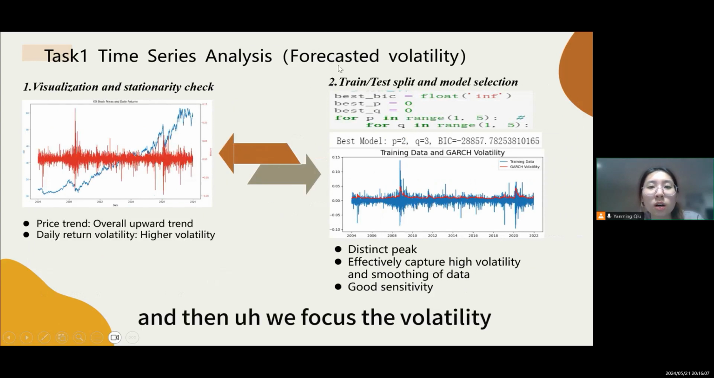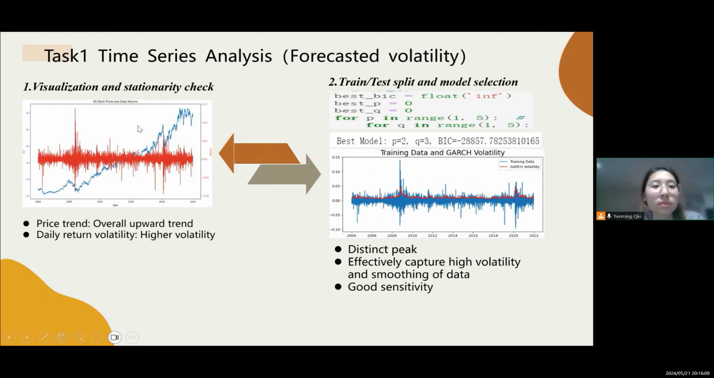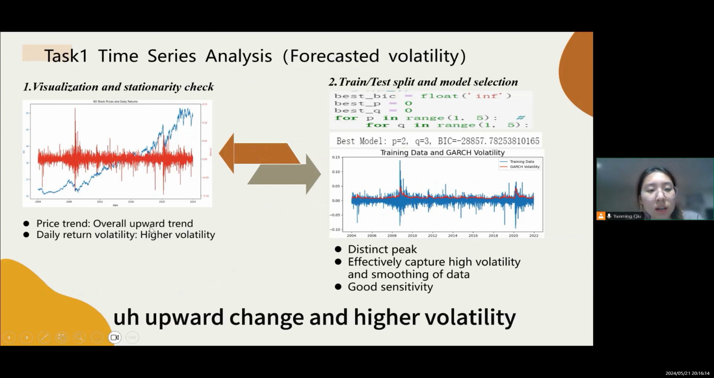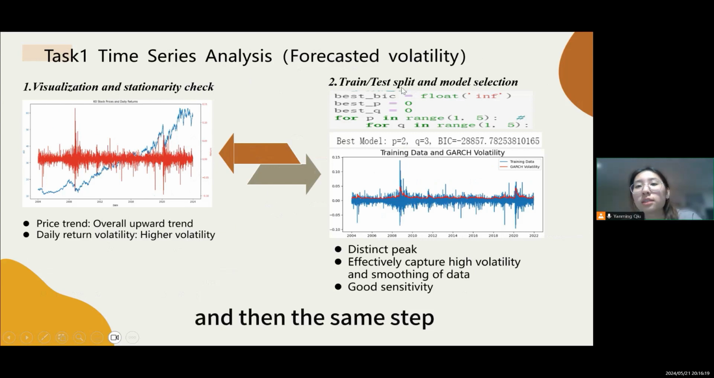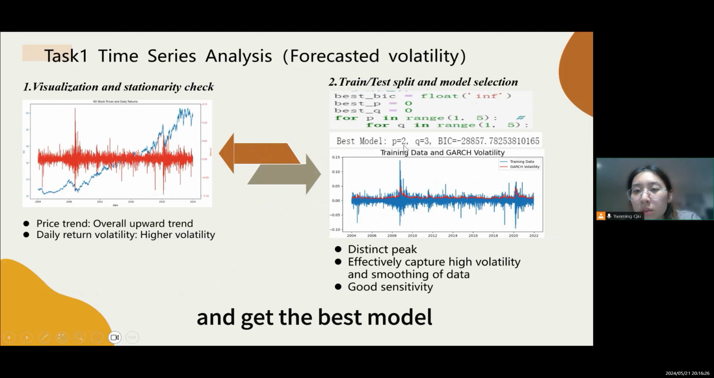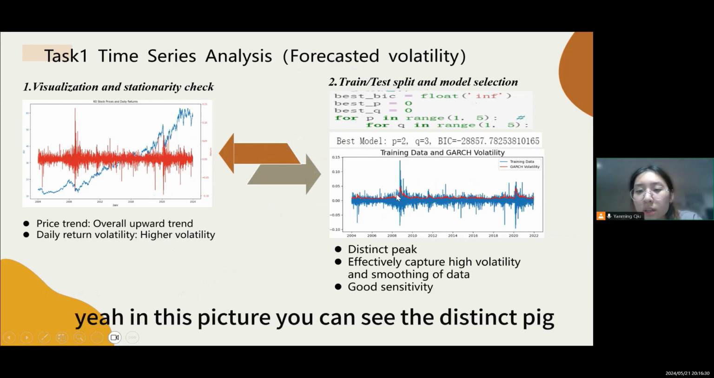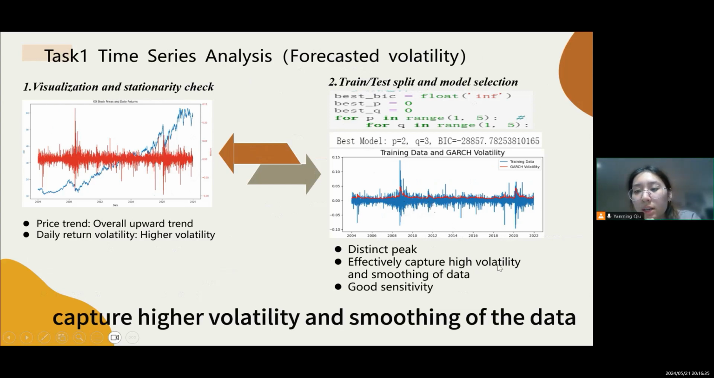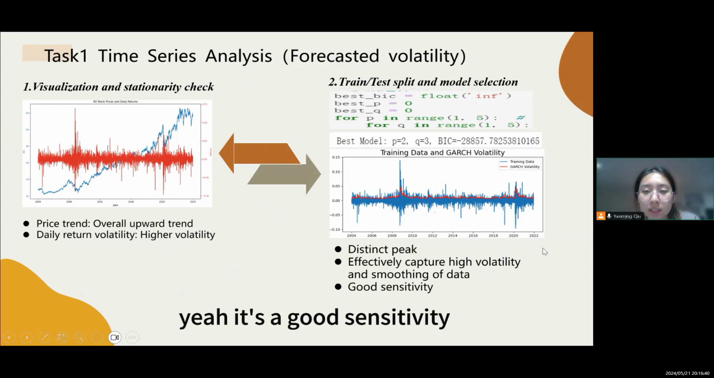And then we forecast the volatility. It's the same steps. We can see the overall upward change and higher volatility. And then the same steps, we split the train and test, select the model and get the best model. P is 2, Q is 3. In this picture, you can see the distinct peak; it effectively captures higher volatility and smooths the data. It's a good sensitivity.